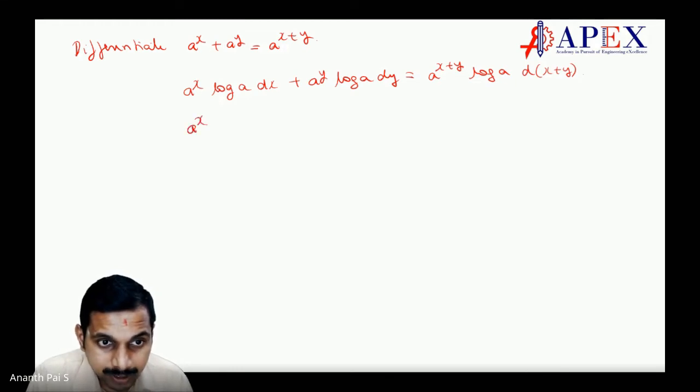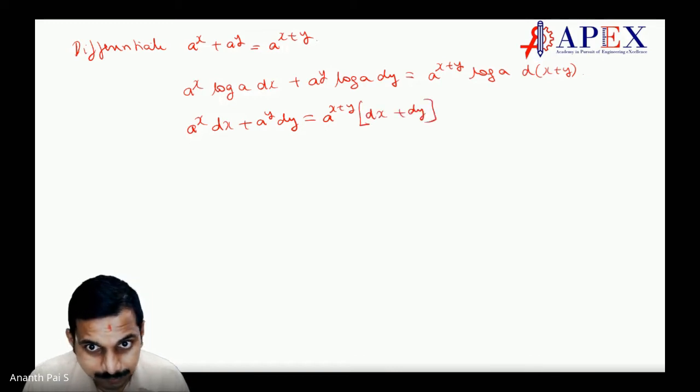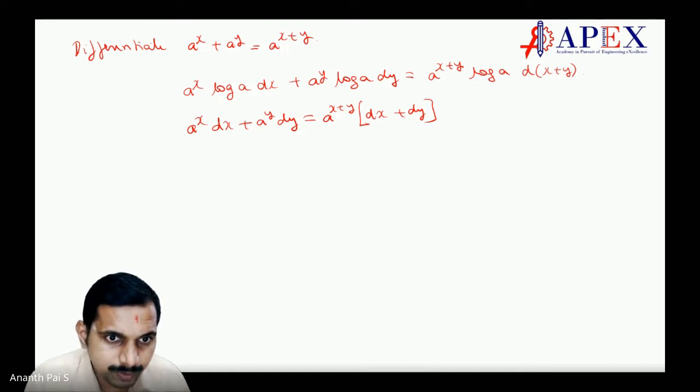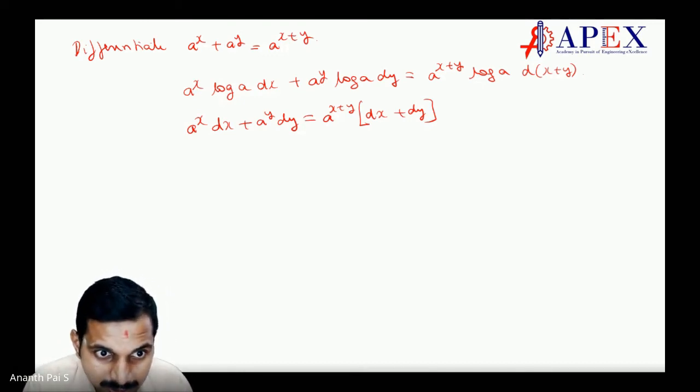So a power x log a can cancel everywhere, so a power x dx plus a power y dy is equal to a power x plus y into dx plus dy, correct? Makes sense? So we have to just substitute this and find out the answers. So what do you need? dy by dx. Let us find out dy by dx.